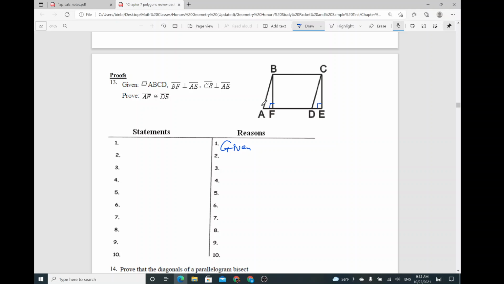So angle BFA equals 90 degrees, and also angle CED equals 90 degrees. Definition of perpendicularity. And then you can also state that angle BFA is congruent to angle CED. Definition of congruent angles.